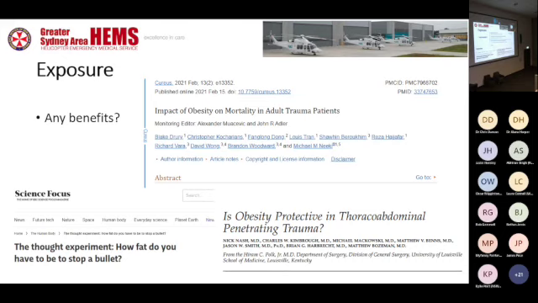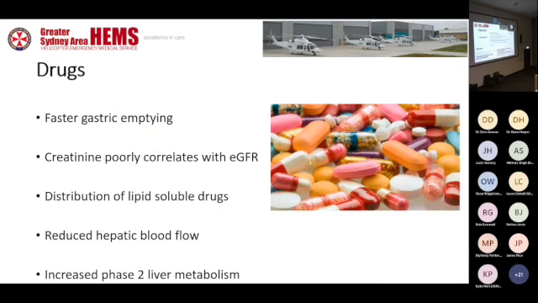And this bottom left article is one from something called Science Focus, where they did an experiment to see how fat you'd have to be to stop a bullet. So if you're shot with a handgun, a 9mm from 10 meters, you need 60 centimeters of fat for it to prevent it hitting the peritoneum.